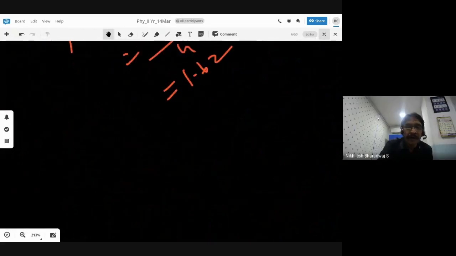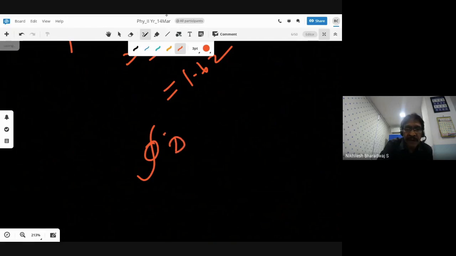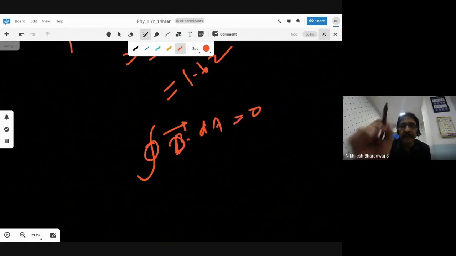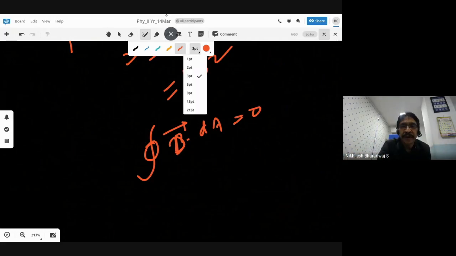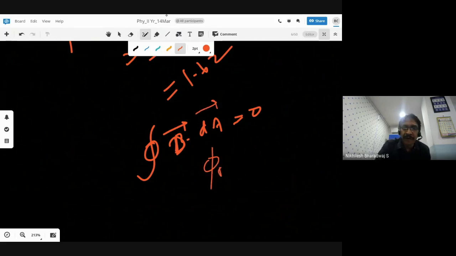Integral of B dot dA is equal to 0. That means the total flux passing through a closed surface is 0. That is importance. The total flux passing through the closed surface is equal to 0.